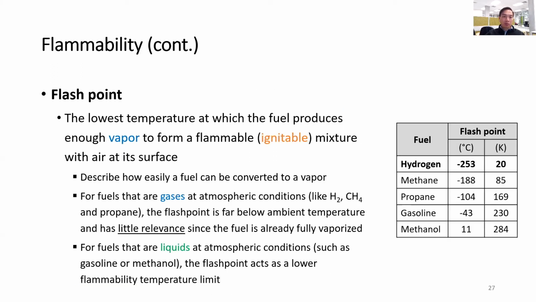All right, so the first property related to hydrogen flammability would be its flash point, right? This property actually has little relevance to hydrogen gas, because the flash point is the temperature at which the fuel produces enough vapor to form a flammable or ignitable mixture with air at its surface. The flash point of hydrogen is at 20 Kelvin or minus 250 degrees C, or in other words it is already a gas at atmospheric condition, like other gases such as methane or propane. So the flash point of hydrogen has little relevance to its flammability.